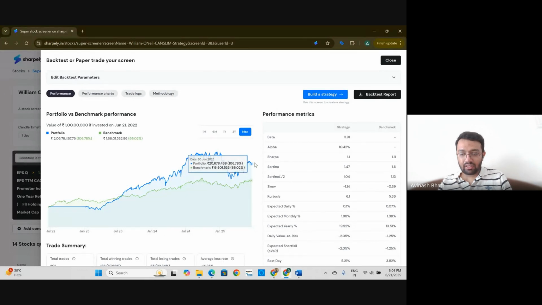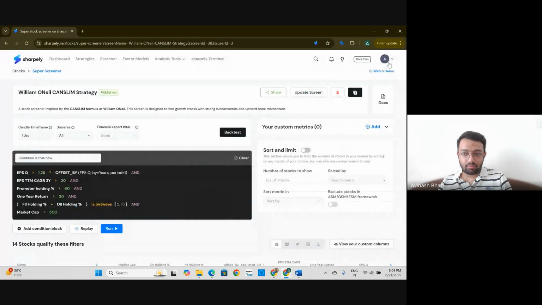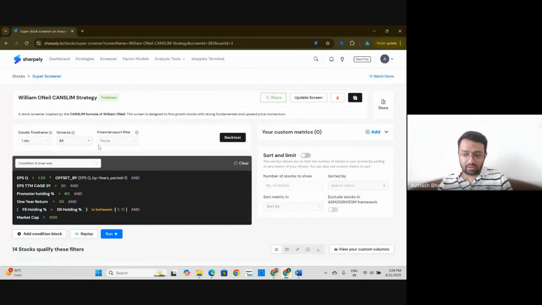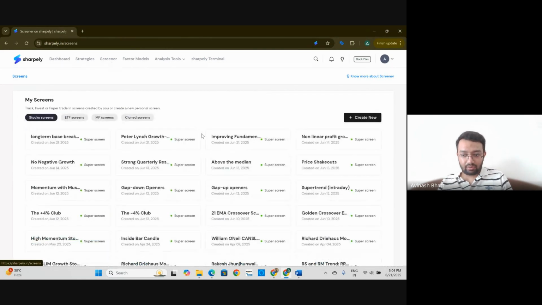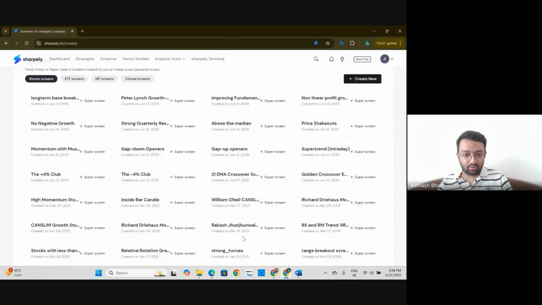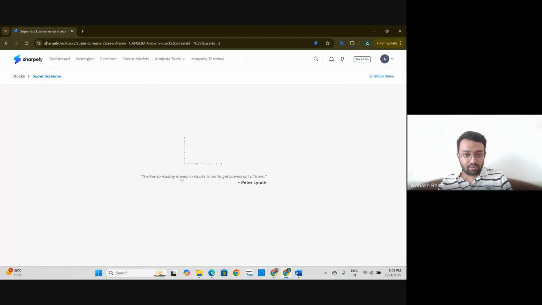Yeah, so it is doing pretty well compared to the benchmark, right? So this again is an example of a Technofunda screen. And the third and I think the most complicated example that you are going to see today is this.